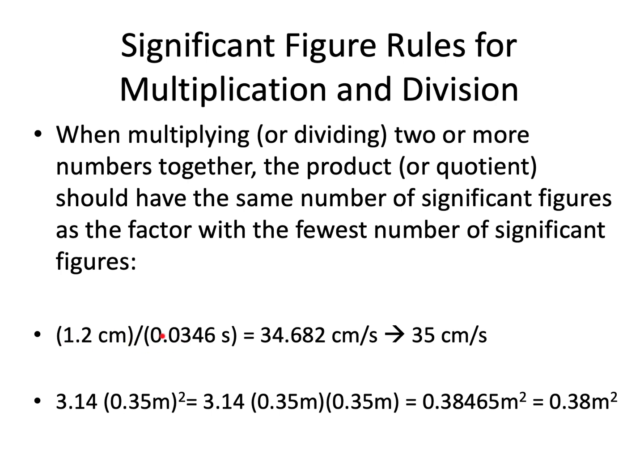So if I do this division and plug it into my calculator, I get 34.682 centimeters per second. Now, how many significant figures should my answer have? It should have 2. This one has 3, this one has 2. I use the term that has the fewest number of significant figures, which in this case is 2. So my answer should have 2 significant figures. Now I'm looking at this 34.6. I know I'm going to want to round that up to 35. And so 1.2 centimeters divided by 0.0346 seconds gives us 35 centimeters per second when we apply the significant figure rules.